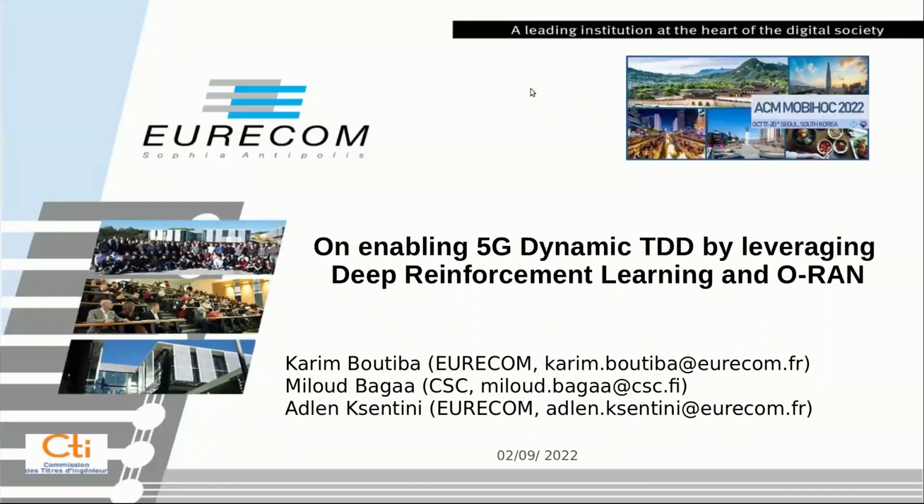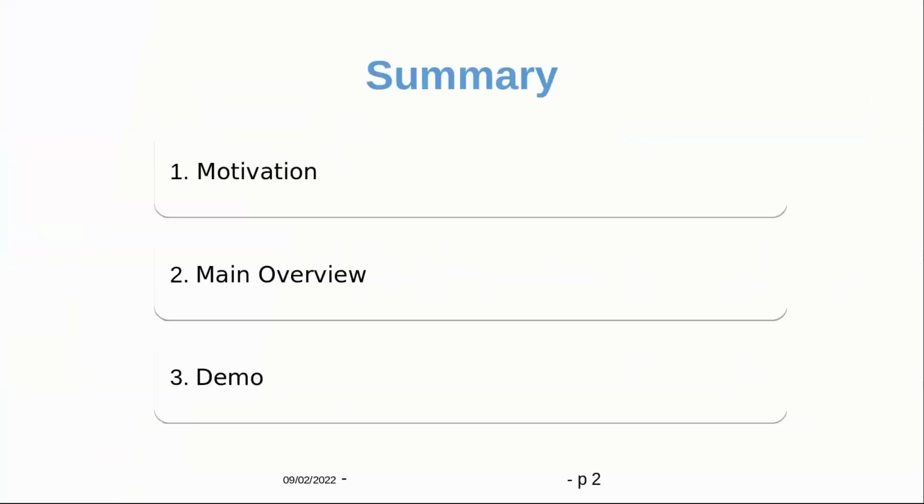Hello everyone. Today we will showcase a demo on enabling 5G Dynamic TDD by leveraging deep reinforcement learning and Open RAN. This demo is accepted and will be presented in ACM Mobile conference. First, we will show the motivation behind this demo. Then we will go through a main overview about different components involved in this demo, and finally we move to the actual demo.